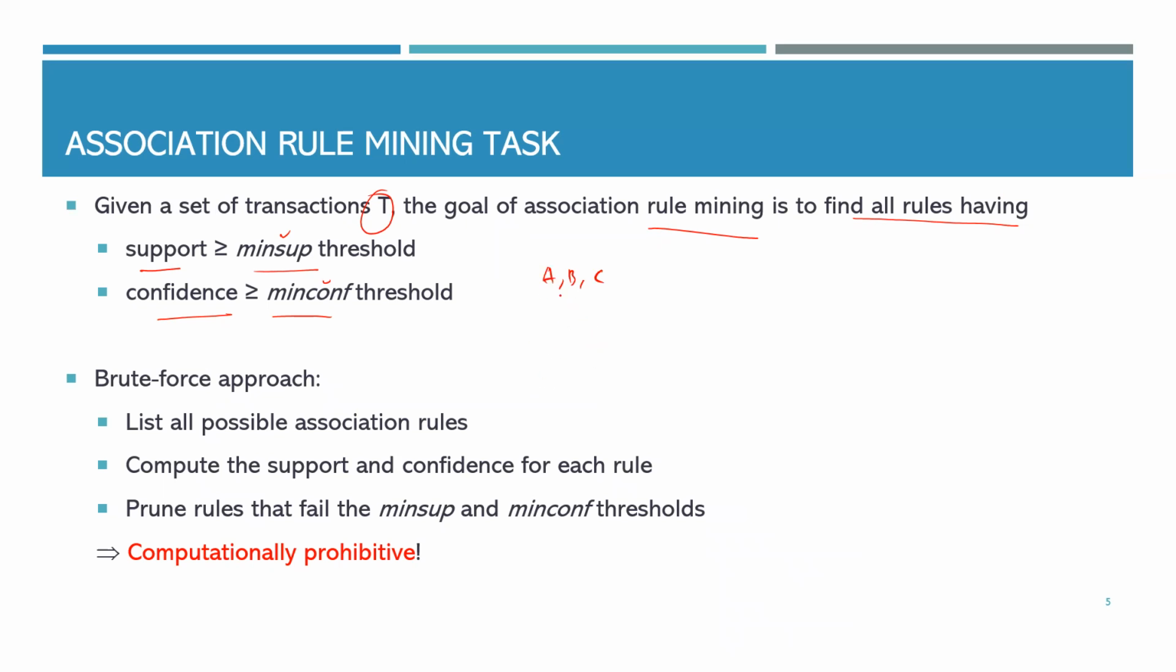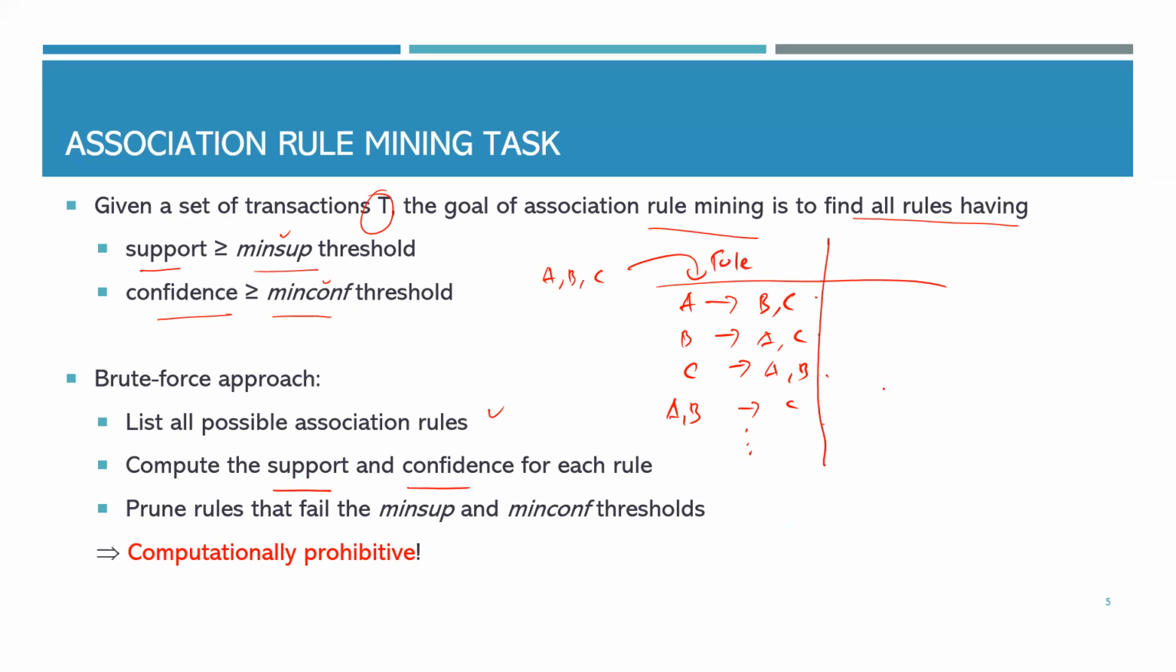In brute force, they will list all possible association rules. It can be if A, then B, C; if B, then A, C; if C, then A, B; if A, B, then C; and all possible combinations of items that can make rules. They will list all rules, and then calculate support and confidence for each of these. Then they will eliminate rules with less than minimum support and minimum confidence.